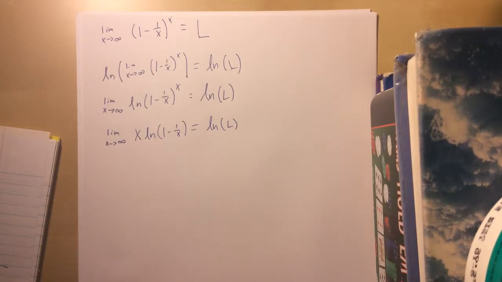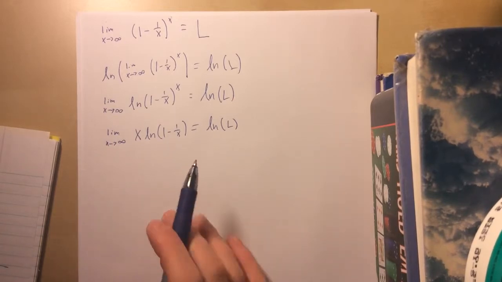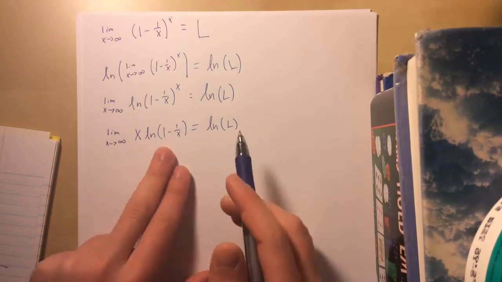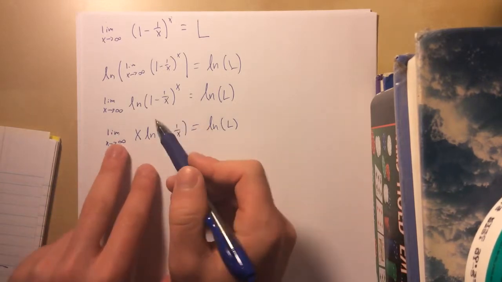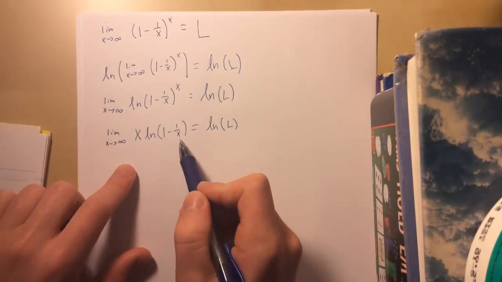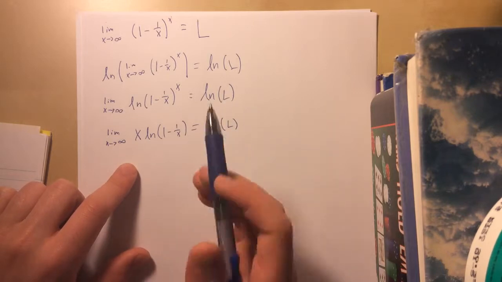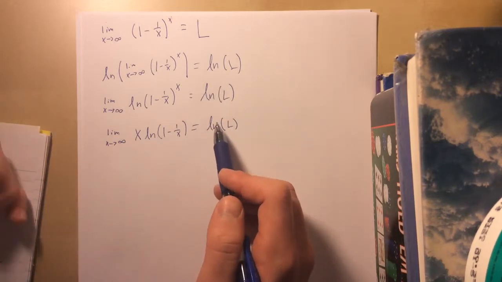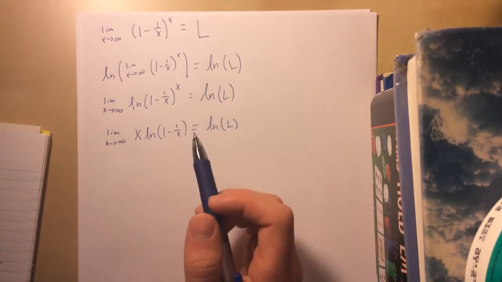And from here, what we're going to do is rewrite this. This is a step that you're going to be using a lot with L'Hopital's. If you get an expression like this, x log something, or x times something, two different terms, in our case we have an x and a log of 1 minus 1 over x, and we can't evaluate it because we get infinity times log of 1, which is 0. So we can't evaluate this.